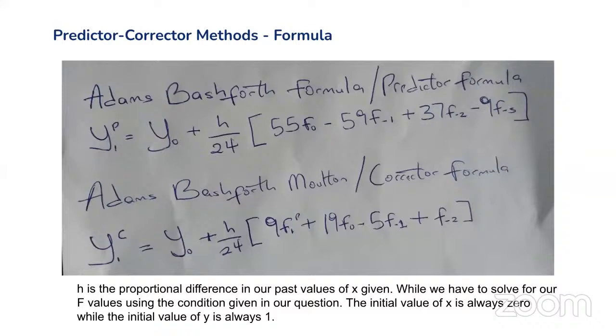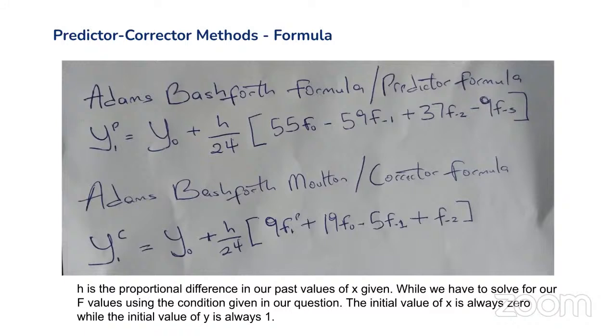So you can notice that to get this f1 of p, we use our predictor's formula. After getting our y1 of p, following the condition given in our question, we insert this value of y at that point of x and solve for f1 of p. In our subsequent slides, when you start seeing an example, you will understand what I've been saying.